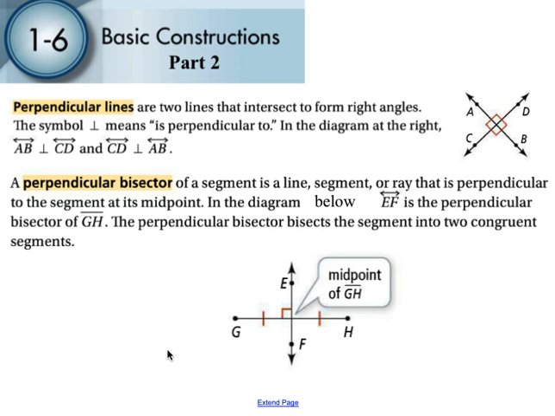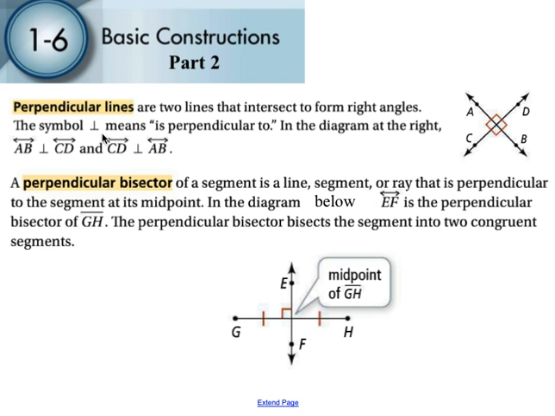Well, this is the second half of lesson 6 with our basic constructions. We're going to learn two more constructions in this section, and we're going to talk a lot about perpendicular things, perpendicular lines and perpendicular bisectors. Perpendicular lines are just lines that intersect and form right angles.